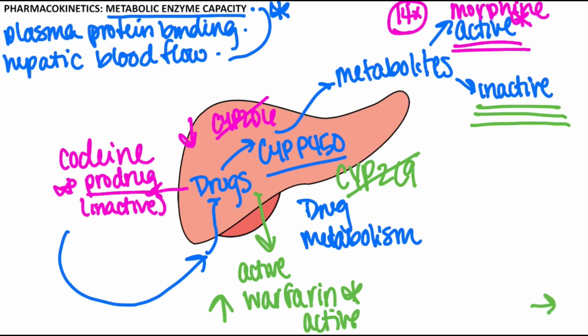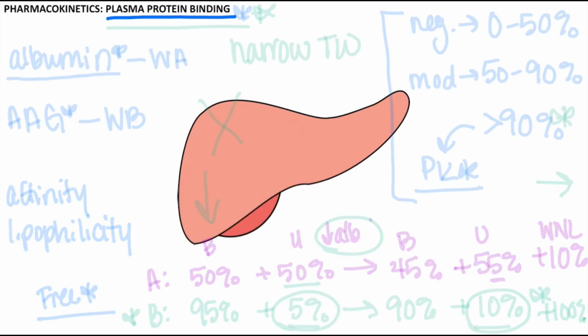Now we will discuss how liver damage and dysfunction can affect plasma protein binding. So there are a lot of different plasma proteins, but the two most important ones for drug binding are albumin and alpha-1 acid glycoprotein, which is normally abbreviated as AAG. And both of these plasma proteins are produced in the liver. And a lot of times albumin levels can be used as a readout for liver function.